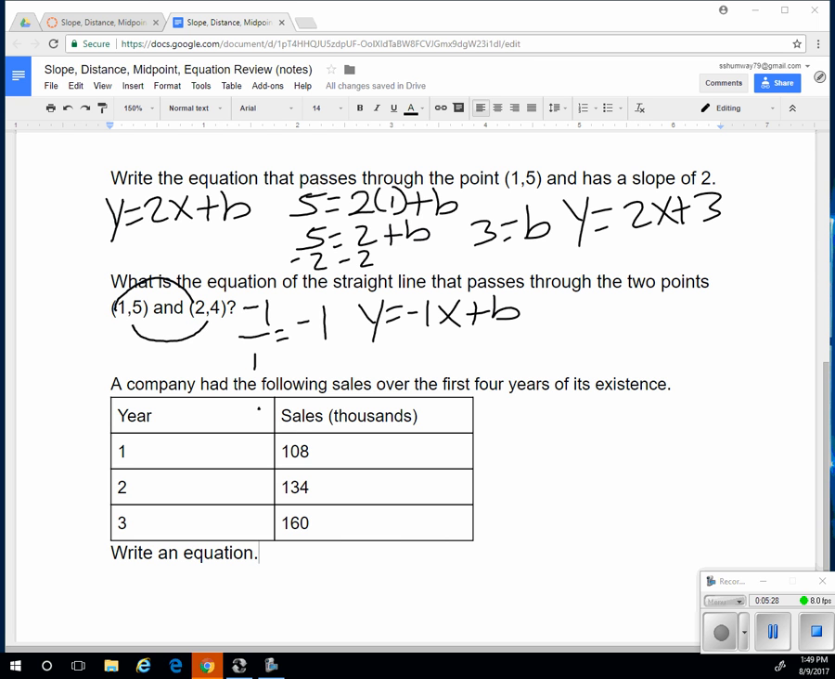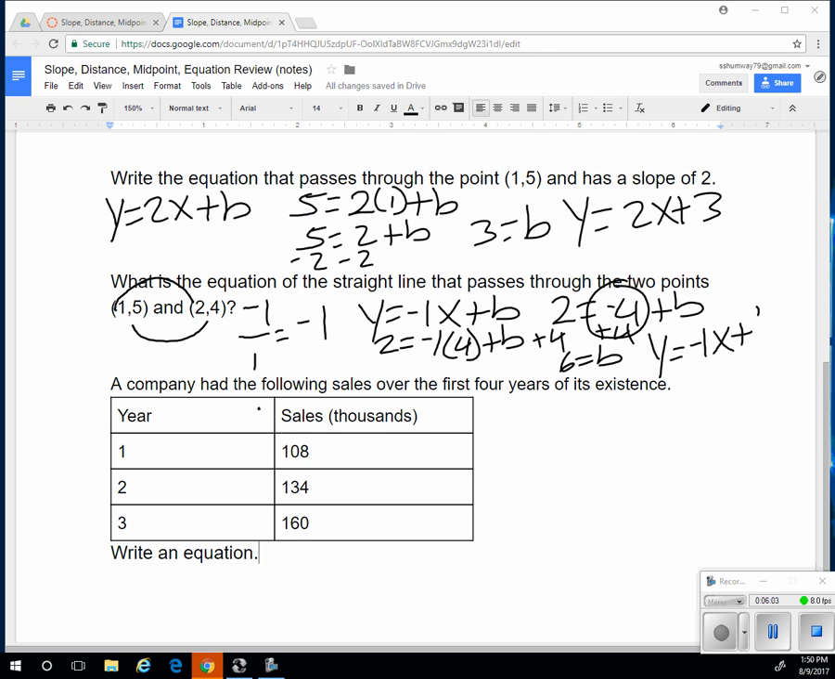Plug in one of those points, doesn't matter which one. Let's plug in the second one. So y is 2, x is 4. So 2 equals negative 4 plus something. Let's add 4 to each side. So 6 equals b, because negative 4 and 4 add up to 0. So to write the whole equation, we say y equals negative 1x plus 6.